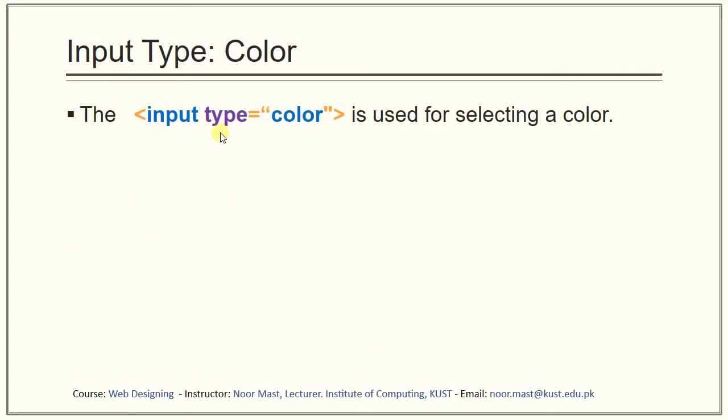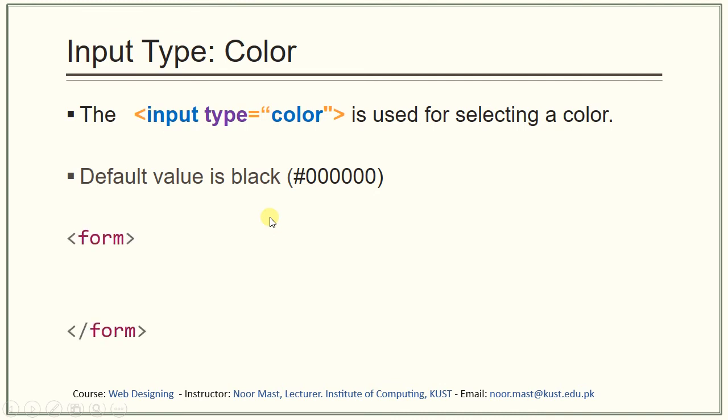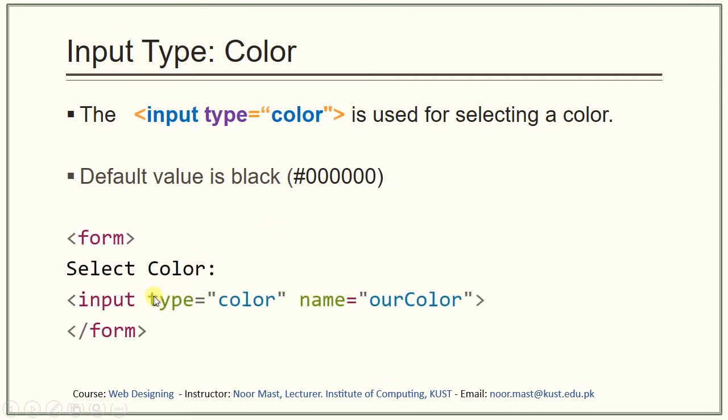The color input type allows a user to select a color from a color picker, and if you do not specify a value, the default value is black. So this is the general syntax to define a control for color selection. So the input type is color and name of the control is our color.